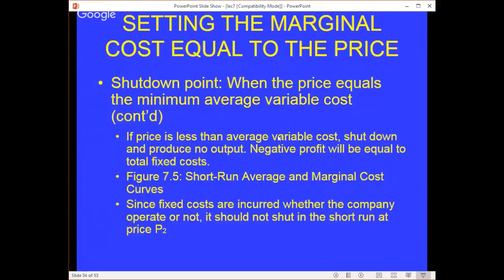So if price is less than the average variable cost, I shut down and produce no output. Negative profits will equal total fixed costs, and we're going to see that in the next graph. Since fixed costs are incurred whether the company operates or not, it should not shut down in the short run at P2. So this is our graph.